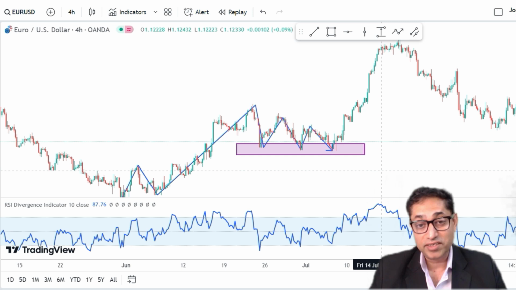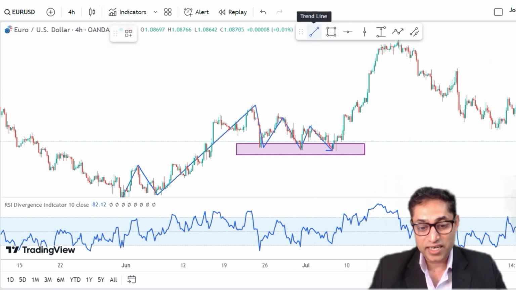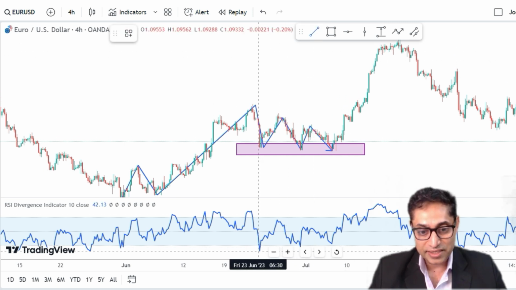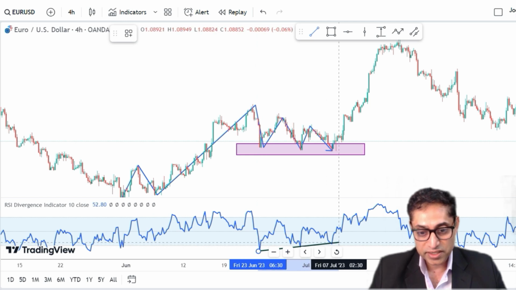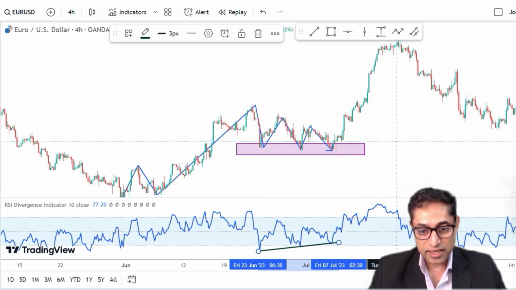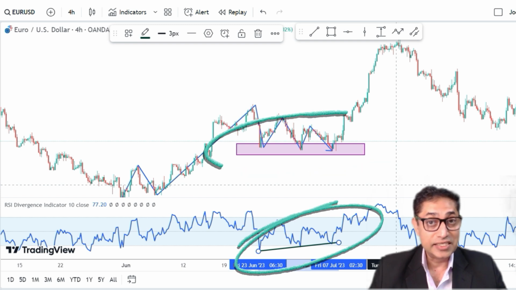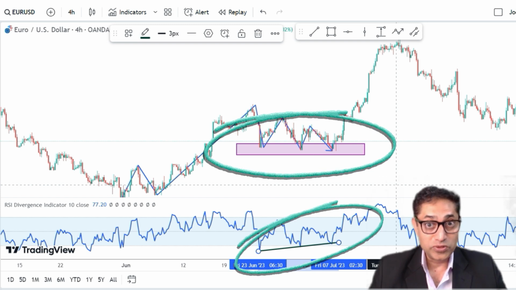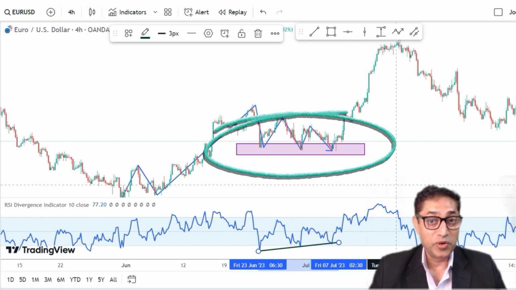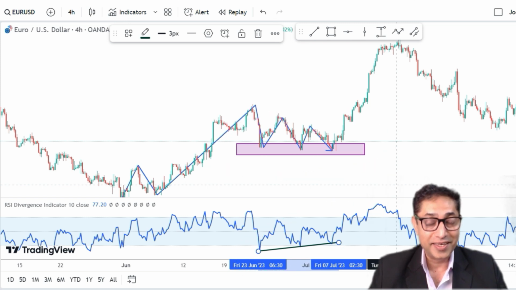Is it giving a divergence? So let us check the RSI below it, and you can clearly see that at all these 3 points, the RSI has made a divergence. Where the price is coming down to the same support zone, the RSI is creating higher lows. The RSI lows keep going higher and higher and higher. This is a clear indication that the price is going to go up from here.